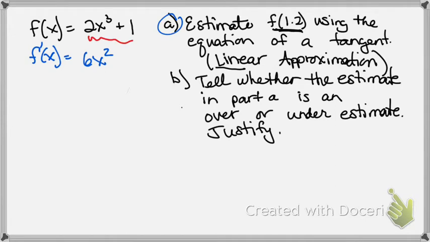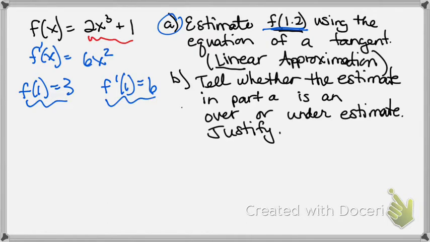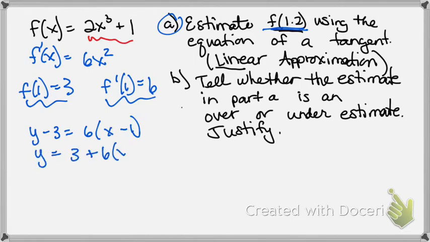Okay, so for part A, I'm going to use the point 1, close to 1.2, but convenient, as my point of tangency. And I'm going to plug the 1 into f of x and f prime, because I need point and slope. Okay, once you have your point and your slope, plug it into point slope form. And I typically move the 3 over, but you don't have to. And this is your equation of a tangent. Okay, point slope form. Point and slope, that's all you need.